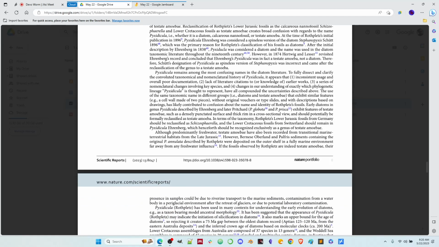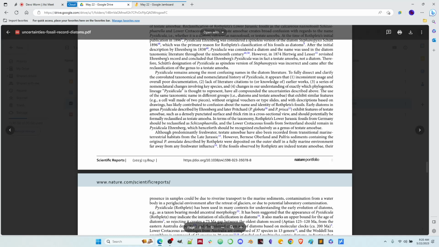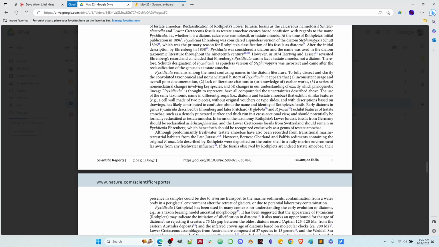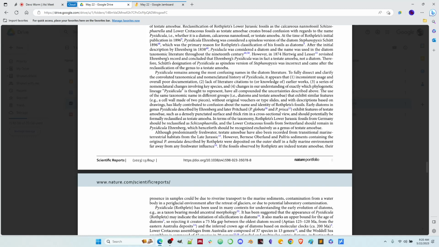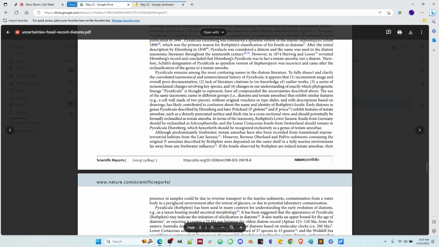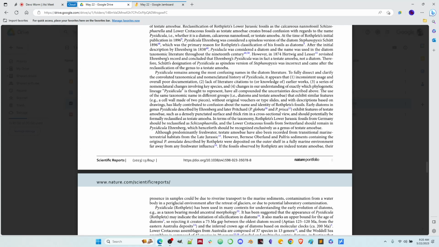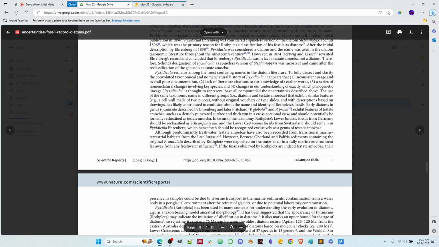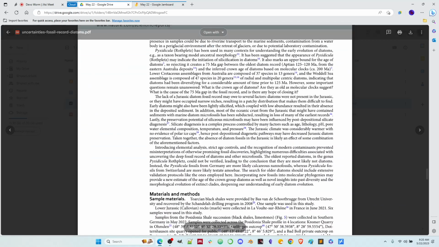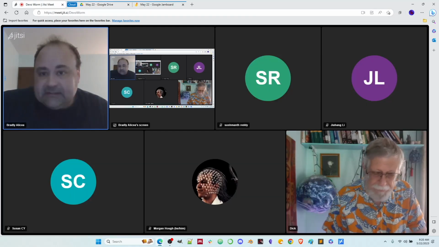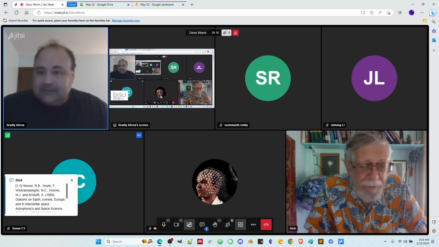And so Pixadicula remains one of the most confusing names in the diatom literature. To fully dissect and clarify the convoluted taxonomic and nomenclature history, it appears that 1, inconsistent usage and overall poor documentation, 2, lack of literature citations to earlier works, 3, a series of nomenclatural changes involving key species, and 4, changes in our understanding of exactly which phylogenetic lineage this species is thought to represent, compound our problems. So that's what I'll talk about for that paper.